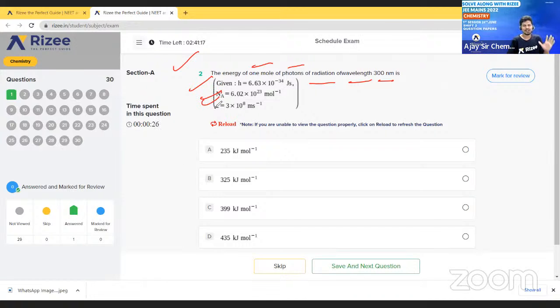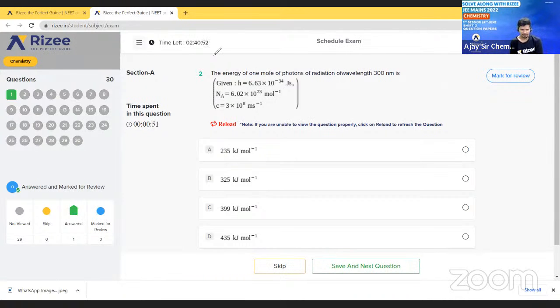So you just have to know a simple formula to find the energy. Observe carefully, they asked for 1 mole of photon. So we have to find the energy for 1 mole of photon. So what is the formula for energy? Tell me, Nandu. This is a very simple question.